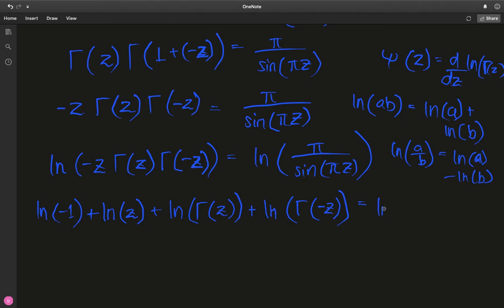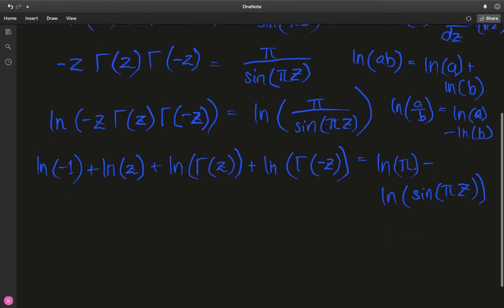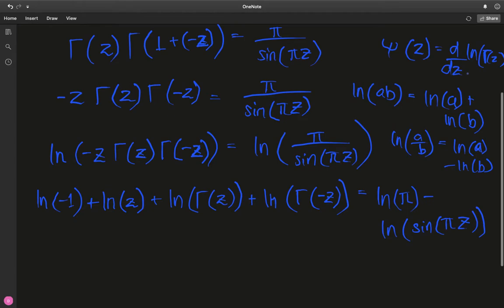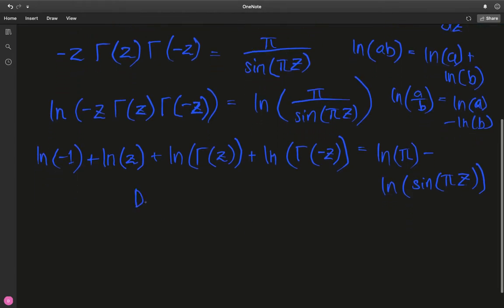So this becomes natural log of pi minus natural log of sine of pi times z. And now, since the digamma is the derivative of the natural log of gamma, let's differentiate both sides with respect to the argument variable, which was z.